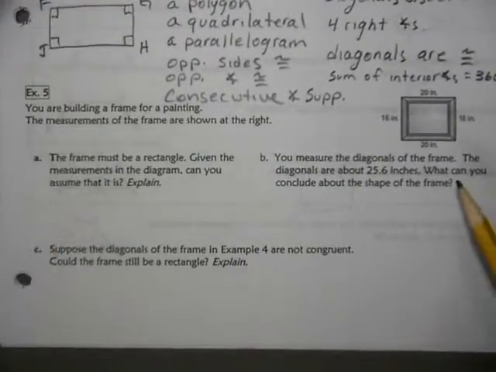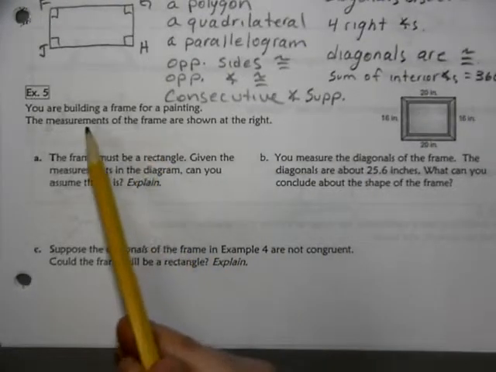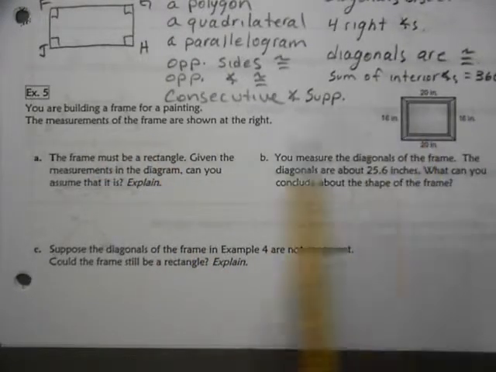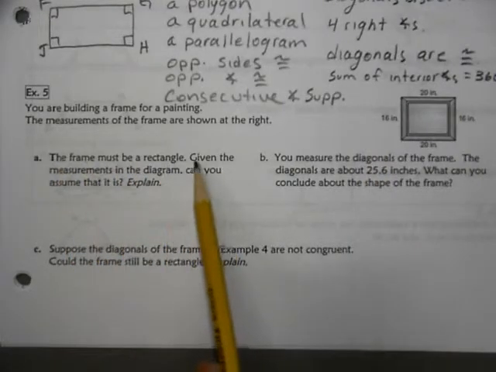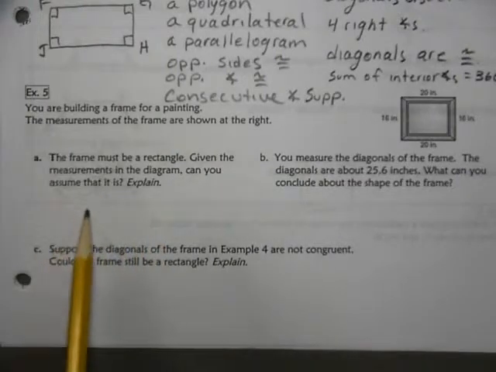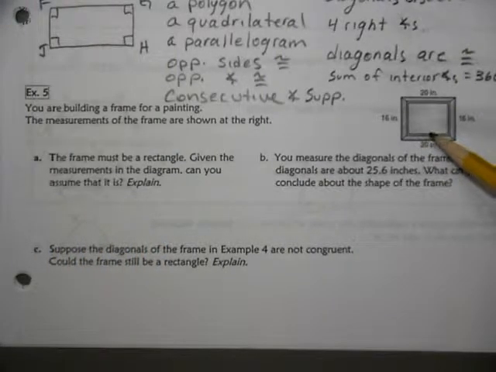So here's how it can be used in the real world. If you're making cabinetry, or in this case a frame, the frame must be a rectangle. Given the measurements in the diagram, can you assume that it is a rectangle? So we look at this shape and we notice that the opposite sides are both 20, opposite sides are both 16. If those were the measurements of the pieces of wood that you received, would it guarantee a rectangle?